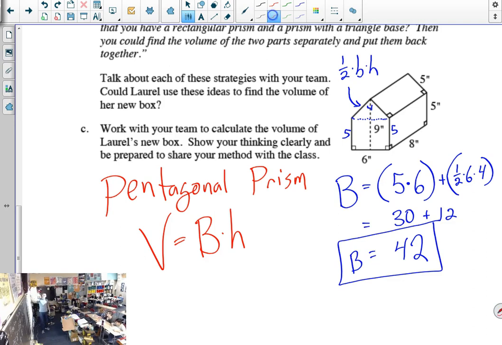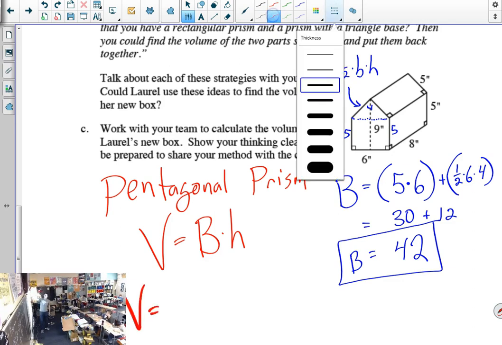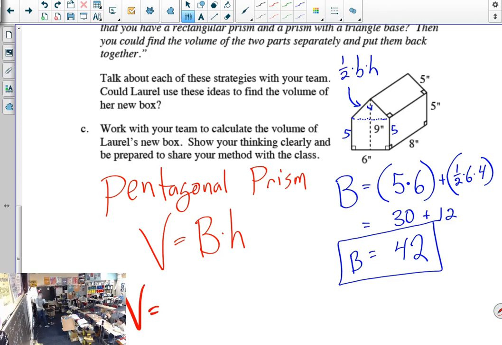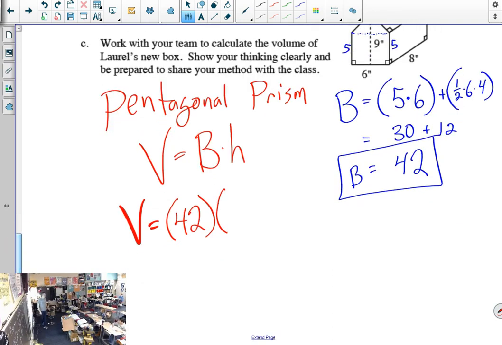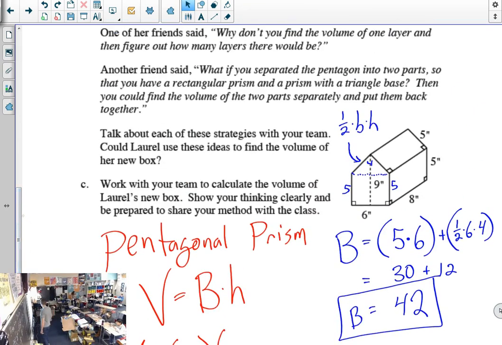We then go back to our volume formula and do what? What's that math word when we fill something in for something else? Substitution. Would the height be 9 or 5? The height, and this is where people get screwed up, is the distance between the bases. We already did the bases. We already used those.